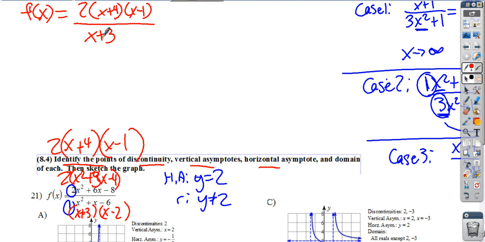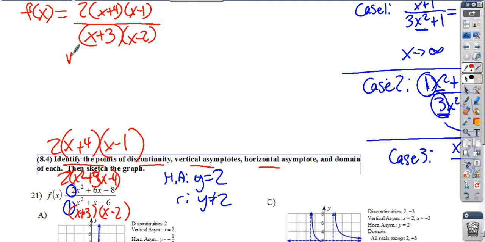So we have on the bottom x plus 3 times x minus 2. If there was something we could cancel, like an x plus 3 on the top and the bottom, that would be what's called a discontinuity. Basically your graph would just have a hole in it at that point. Okay, in this case there is no discontinuity.